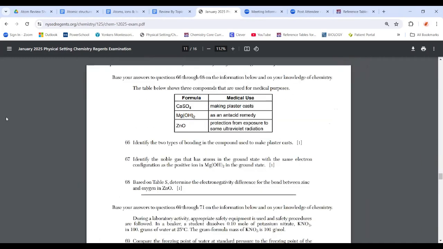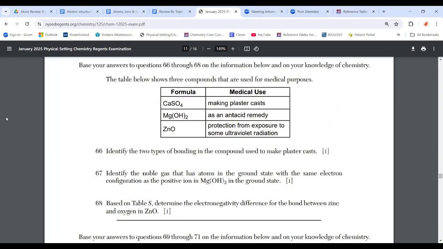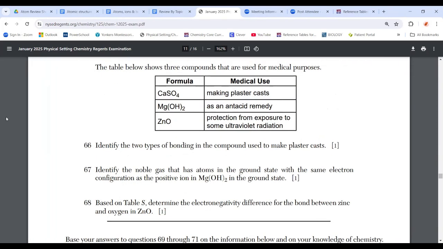The table below shows 3 compounds useful for medical purposes: calcium sulfate, magnesium hydroxide, and zinc oxide. Identify 2 types of bonding in the compounds used to make plaster casts. This is a pat answer, meaning there's kind of only one option. If you've got a polyatomic ion, you've got 2 types of bonding going on. You've got a calcium with a +2 bonded to a sulfate. Sulfate is a polyatomic ion.